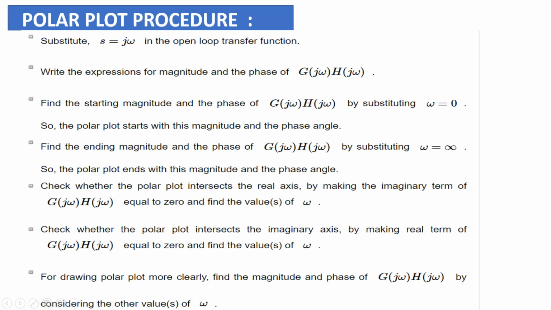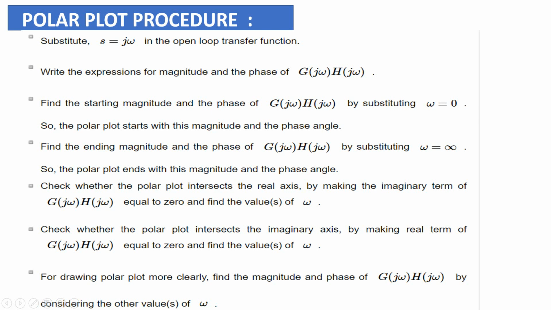Moving on to the polar plot procedure, how we can plot the polar plot. We need to find the frequency response first in order to plot it. We need to substitute s equal to j omega in our open loop transfer function to find the frequency response of the system, find the expressions for magnitude and phase of this open loop transfer function, and find the magnitude and phase values at omega equal to 0. So this is one point.